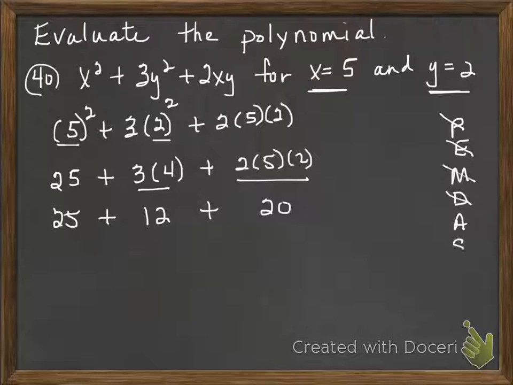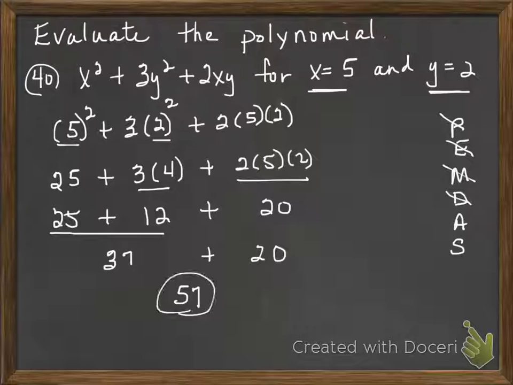And then it says add and subtract from left to right. I have no subtraction, so I'm just going to read from left to right. 25 plus 12 is 37. And then I'll do 37 plus 20, which finally gives me the answer of 57. Again, evaluate means work out all the way out till you get one answer.